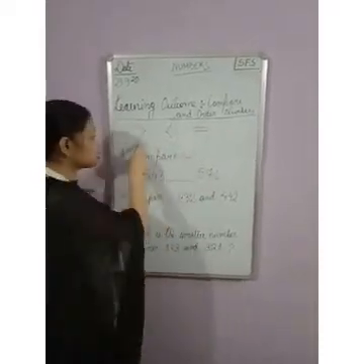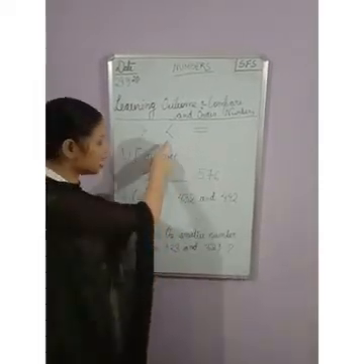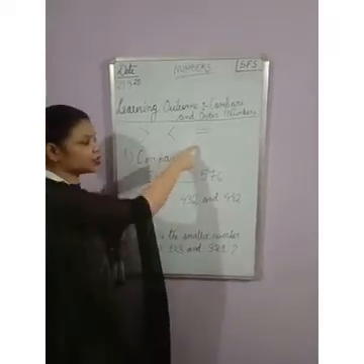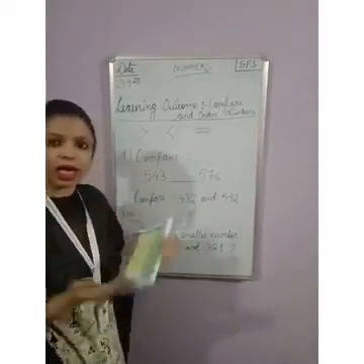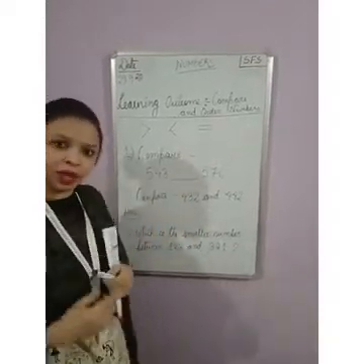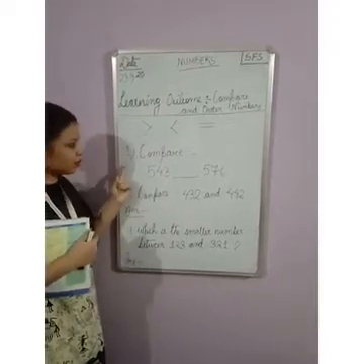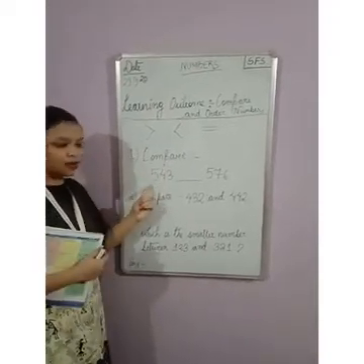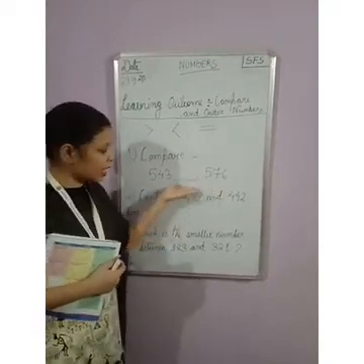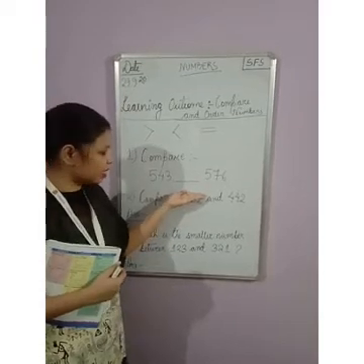So this sign is used when the number is bigger. This sign is used when the number is smaller, and this sign is used when the numbers are equal, which is known as the equal sign. Okay, so let us go to the first question. What is the first question? Compare 543 and 576. A blank is given here. So we have to put the correct sign here.